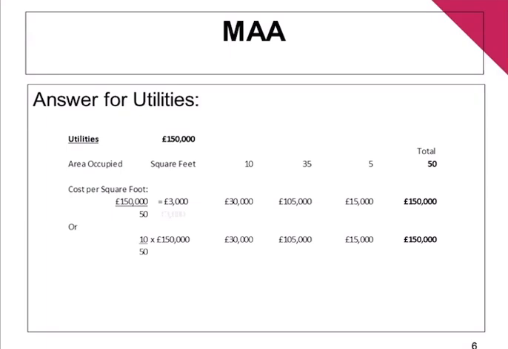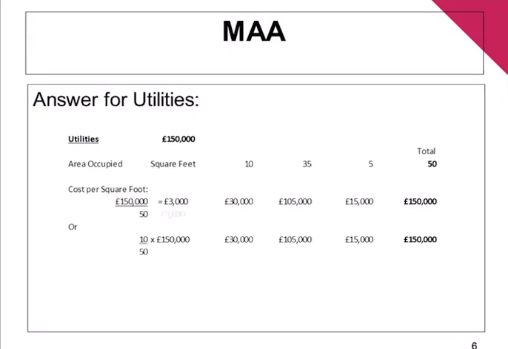So what we do now is we just find a method of sharing that cost across. So we know the total cost is 150,000. We can work out the cost per square foot. So we just do the 150,000 divided by 50, which will give us 3000 per square foot, and then we multiply that by 10 to give us the 30,000, the 3000 times the 35 to give us the 105,000, and finally the 5 times the 3000 will give us £15,000. So there you go. As a check, if you add it back, you've allocated 150,000.